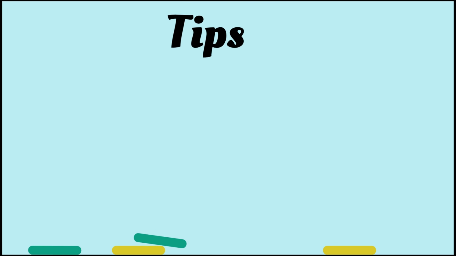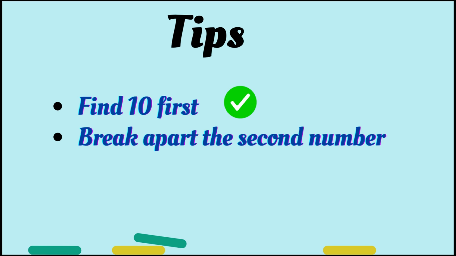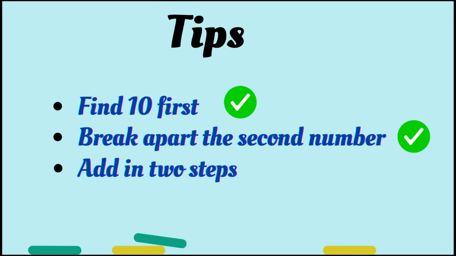So here are some tips to help you do even better. Step 1. Find 10 first. Look at the two numbers and try to make 10 with the bigger one. That will make adding easier. Step 2. Break apart the second number. Take the other number and split it into 2 parts so that one part helps make 10 with that bigger number. Step 3. Add in 2 steps. First, make 10. Then add what's left. It's like doing one small step, then one more.